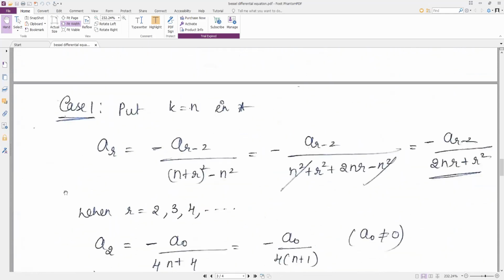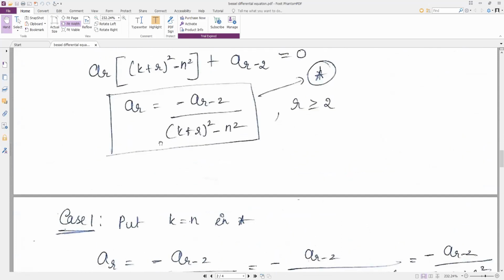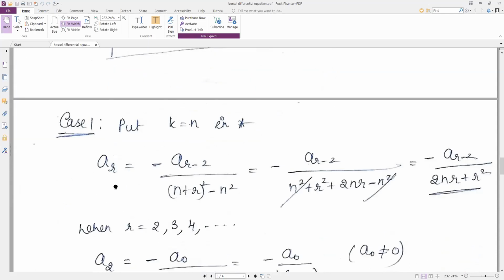Since k takes two values, let me take the first value as k equal to n. When you put k equal to n, what will you get? This will be the recurrence relation. You will get a_r equal to this. Then use the formula n squared plus r squared plus 2nr, so n squared gets cancelled. You will get this as the recurrence relation when k is equal to n.